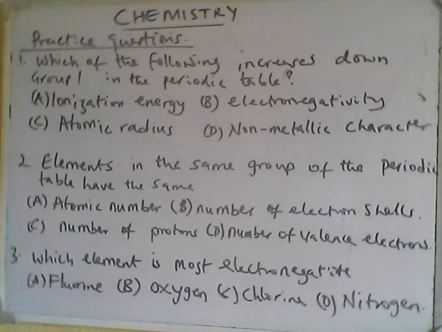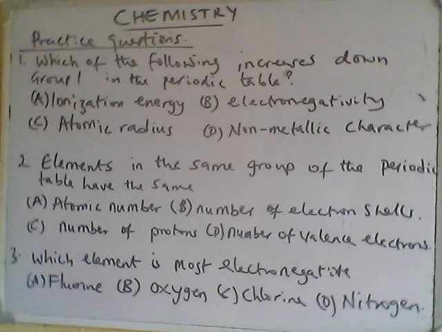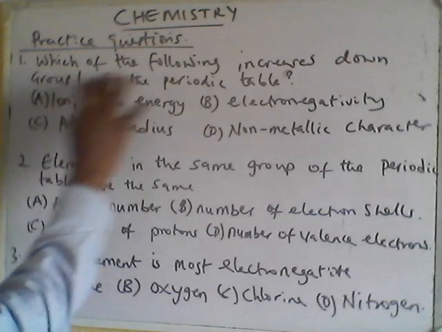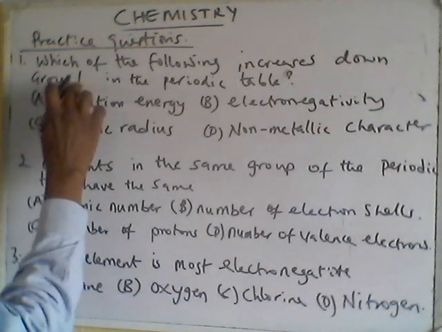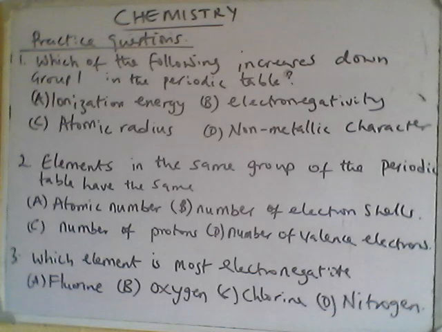Okay, so I have these WAEC style questions on the board, 3 of them, that are related to the topic we just treated. The first one says, which of the following increases down group 1 in the periodic table? So you agree with me that we studied all these properties. Group 1, what happens to group 1 down the periodic table? Group 1 is from top to bottom, so from top to bottom, what happens? New shells are added, new orbits are added. So if new orbits are added, which of the following increases down the group?